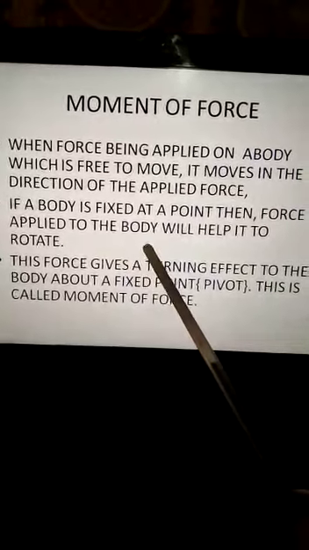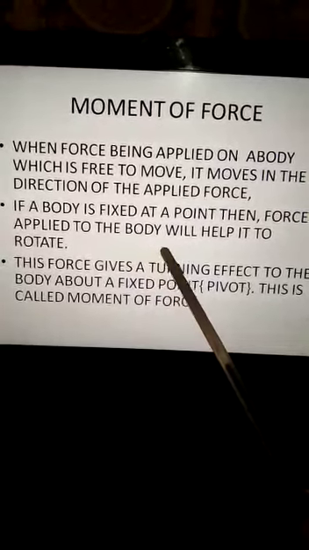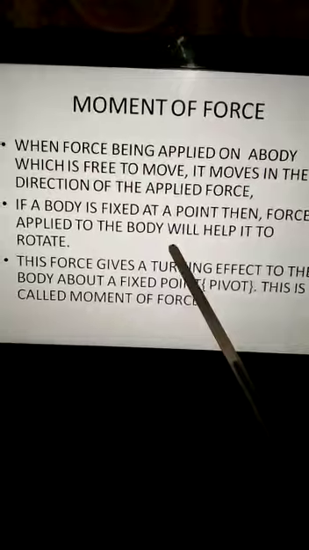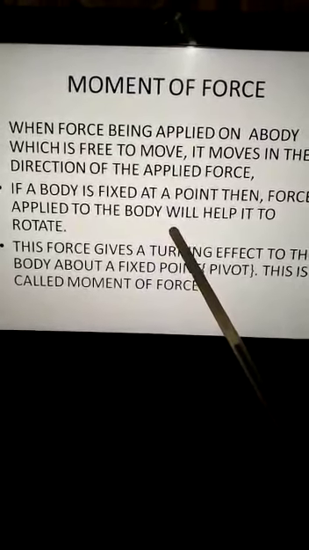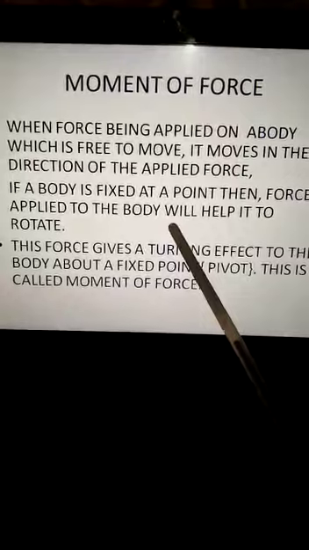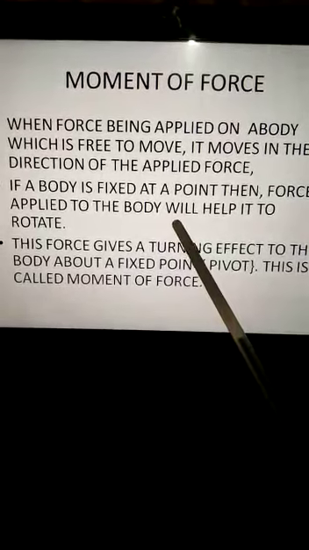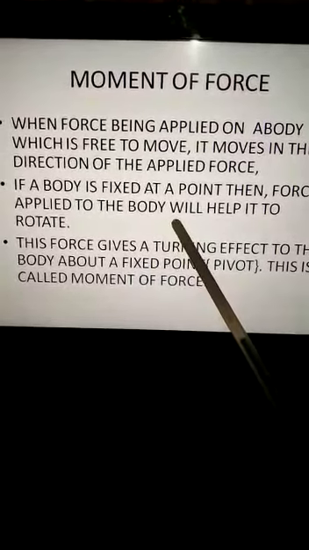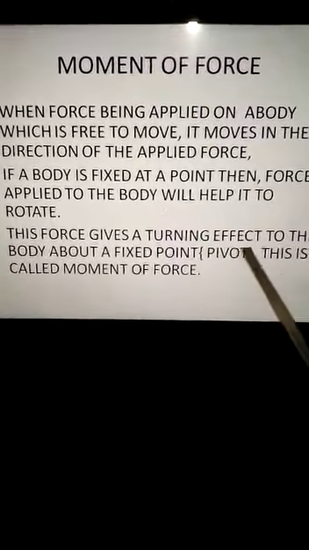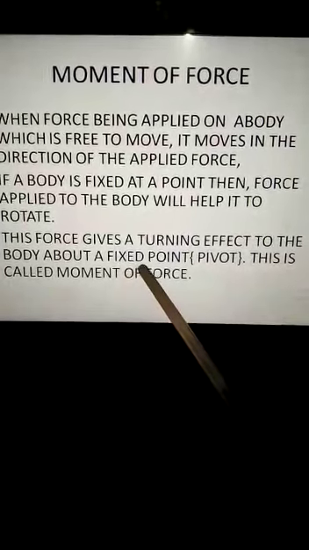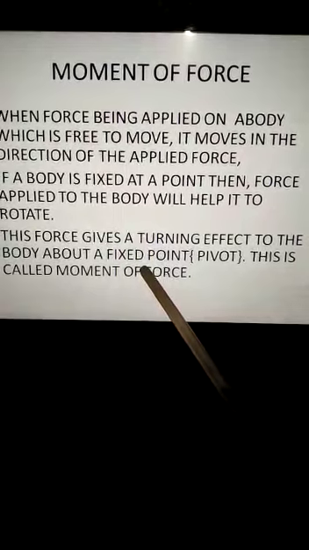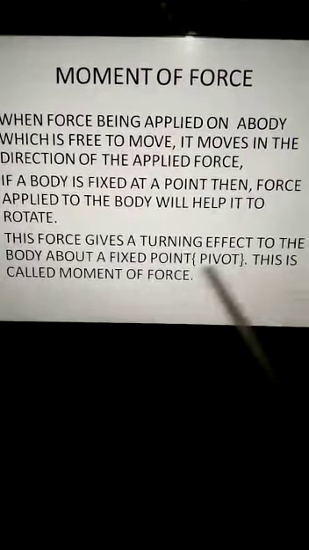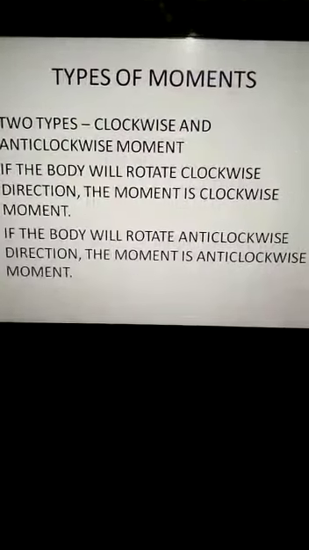When the force is applied on a body which is fixed at a point, take the simple example of opening and closing of a door that is fixed with hinges at one end. From the other end, using the handle of the door, we push and pull, or apply the force, and it gives a turning effect to the body that helps the door to open or close about the fixed point, that is known as the pivot. This turning effect is called moment of force.